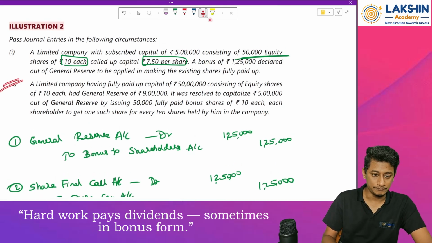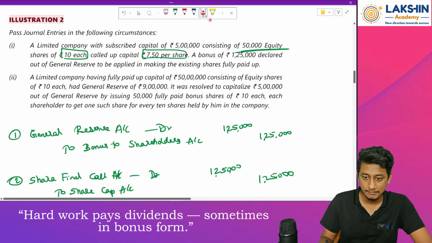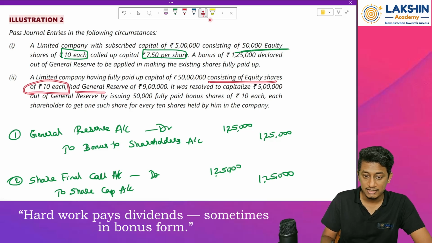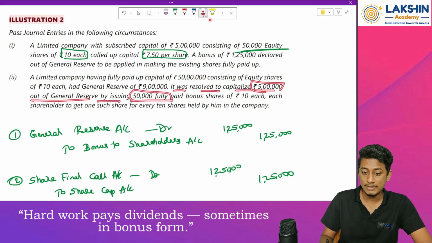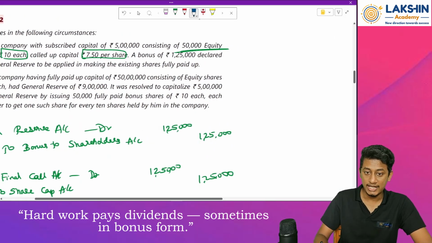Then going ahead, the second question. A Limited having fully paid capital of rupees 50 lakh, consisting of equity shares of rupees 10 each, had a general reserve of rupees 9 lakh. It was resolved to capitalize 5 lakh out of general reserve by issuing 50,000 fully paid bonus shares of rupees 10 each to a shareholder to get one such share for every 10 shares held by him in the company. So first of all, tell me what is the existing number of shares?